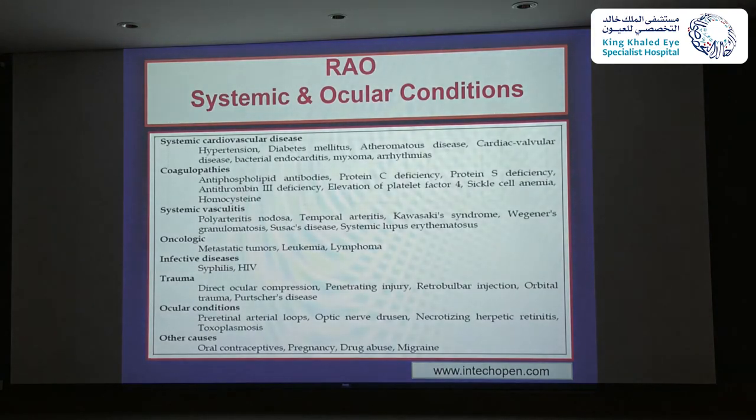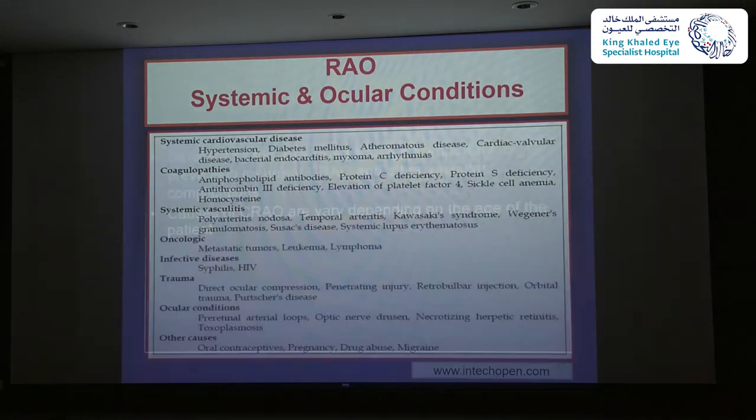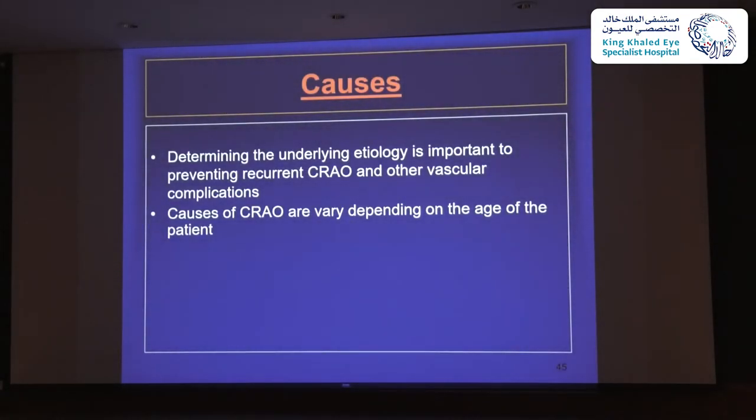Causes, I think we'll talk about it. We will not go deep into that, but with the talks, we can see how to approach these causes. So we have to determine the underlying etiology. That's important to prevent recurrence of central retinal artery occlusion and other vascular complications.